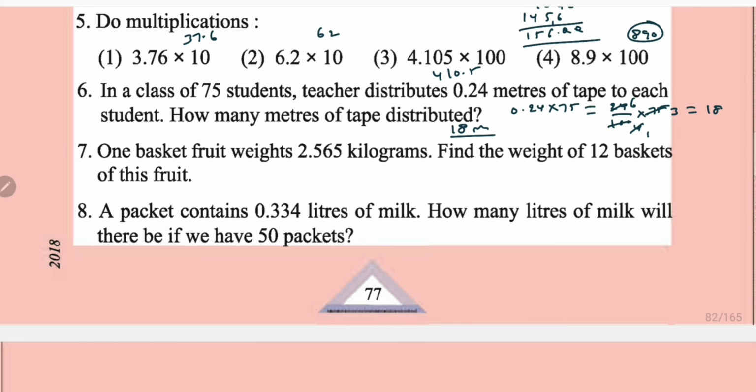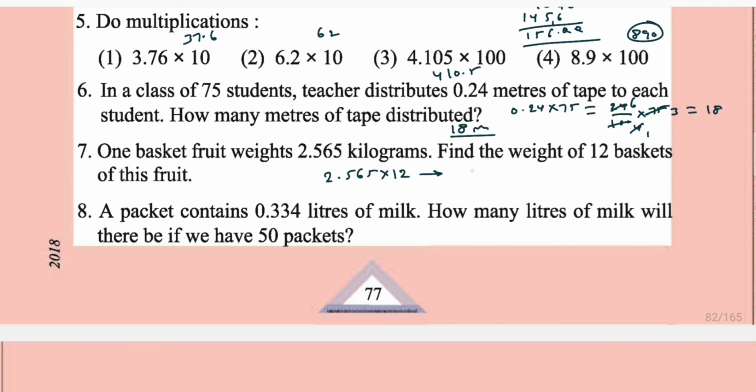Okay, you can go with the decimal method also, no problem. You do the decimal multiplication, still you will get the same answer. One basket of fruit weighs 2.565 kilograms. Find the weight of 12 baskets. 2.565 into 12. Okay, that is what is being asked.